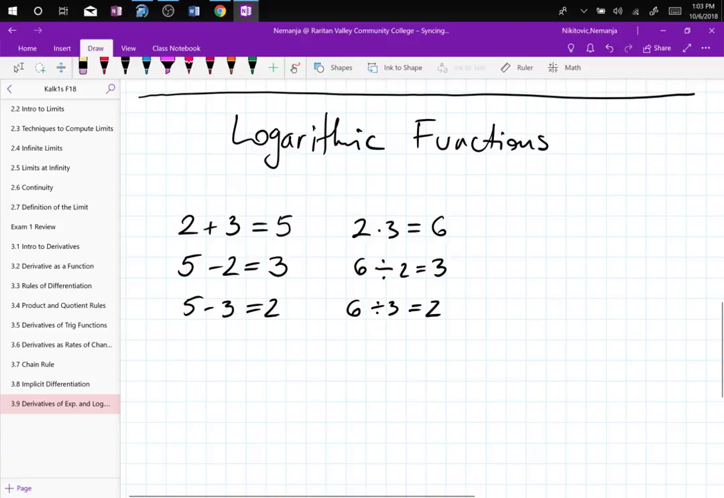All right, let's go and do the exponents. 2 cubed is 8. Great. So the cube root of 8 is 2. How do I retrieve 3? A log. Log base 2 of 8 is 3. That's where they fit. This is a basic operation.